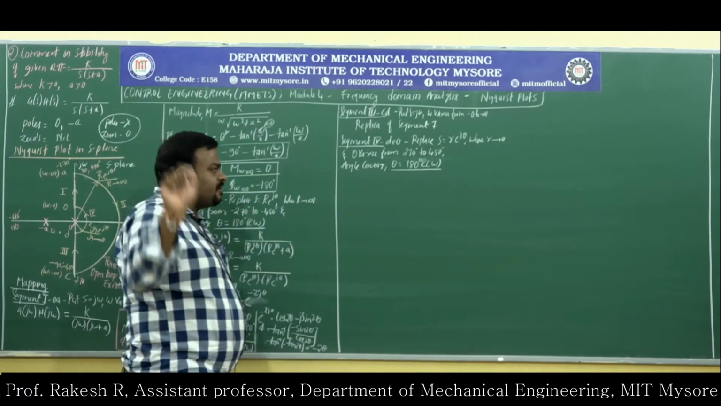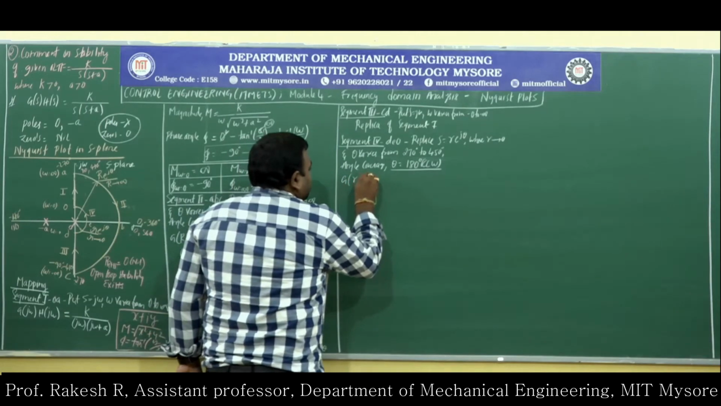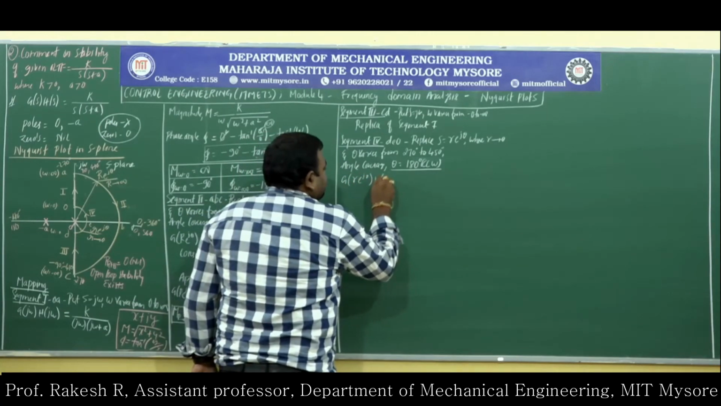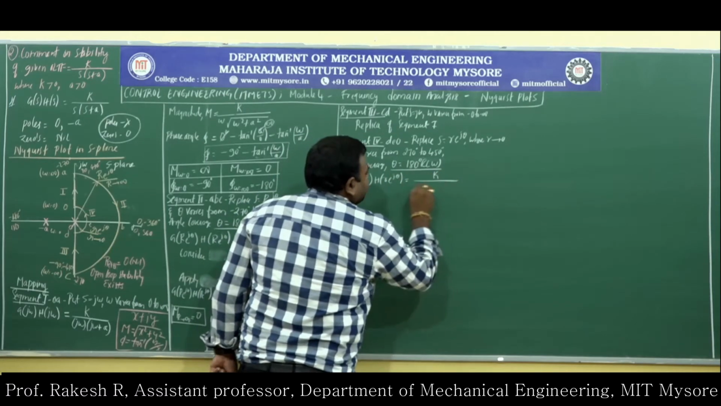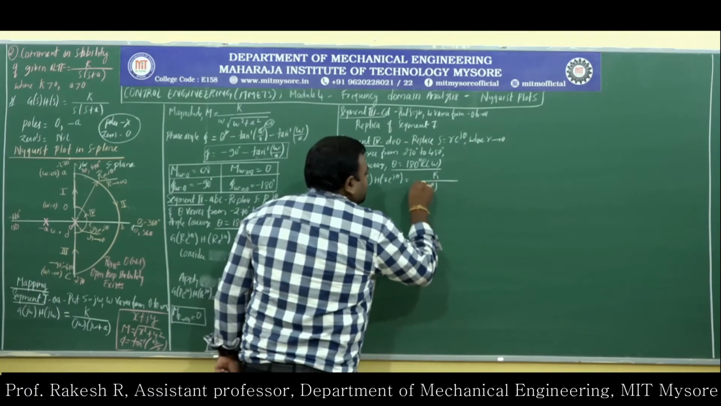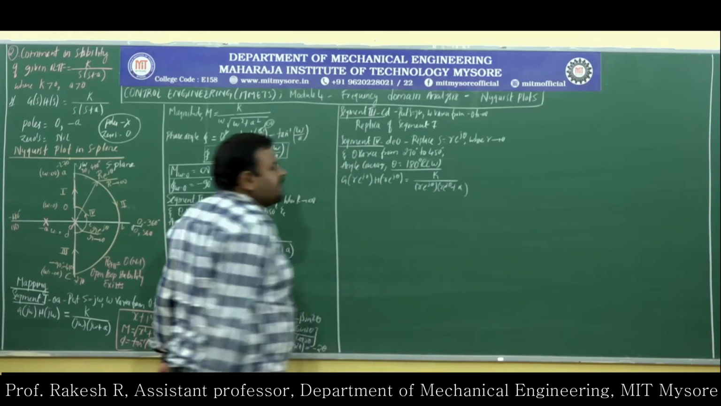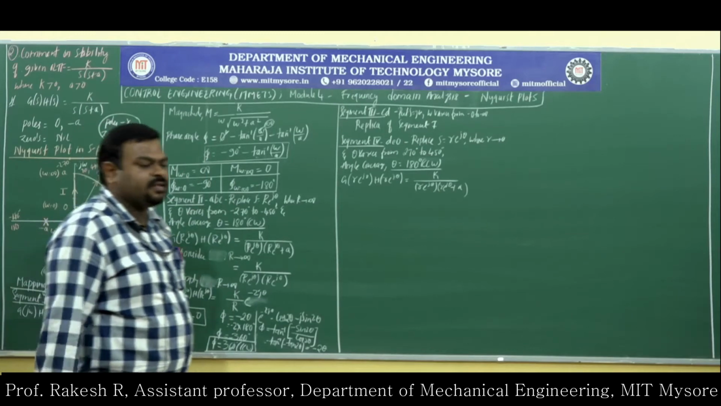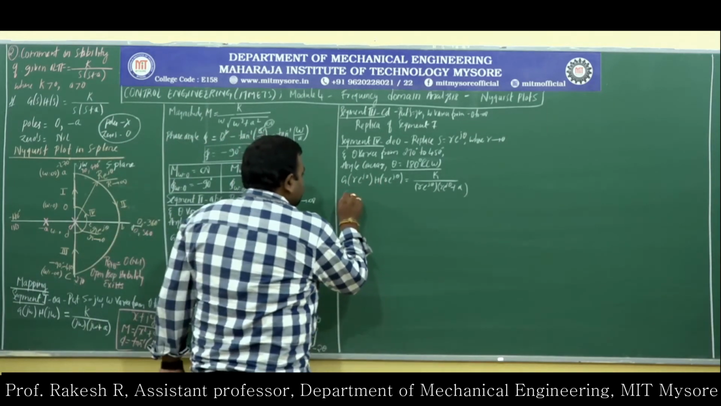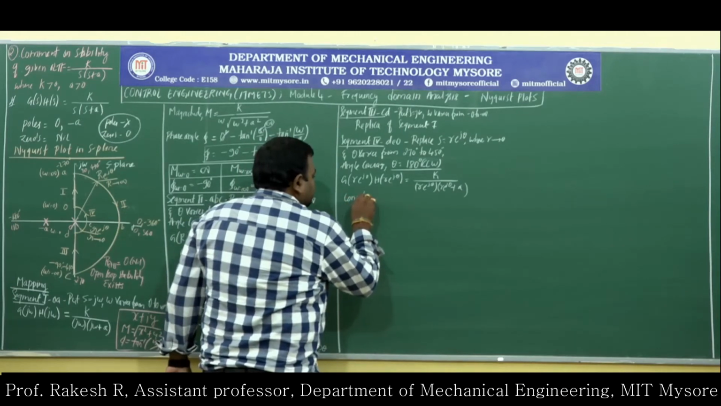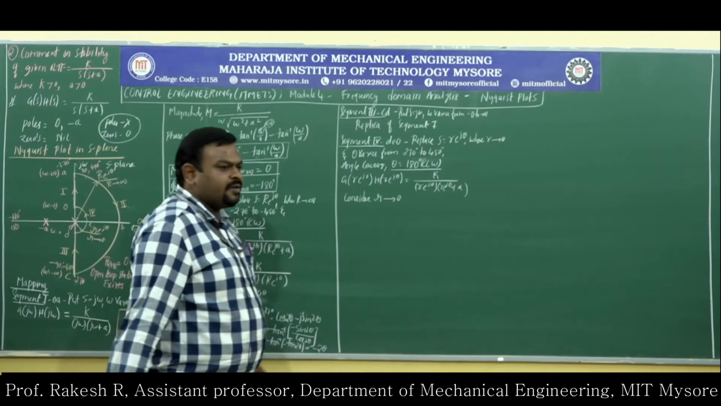Plus is counterclockwise direction. Then G into r e to the power of jθ, H into r e to the power of jθ will be equal to K divided by r e to the power of jθ into r e to the power of jθ plus a. Wherever there is an s, I have replaced it with r e to the power of jθ. Then consider small r tends to 0. I have considered the limit.